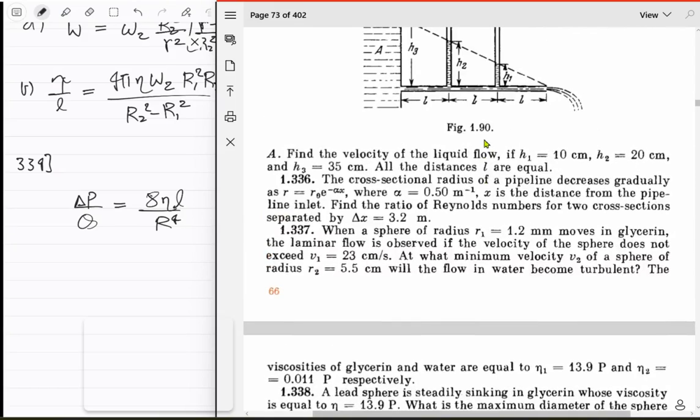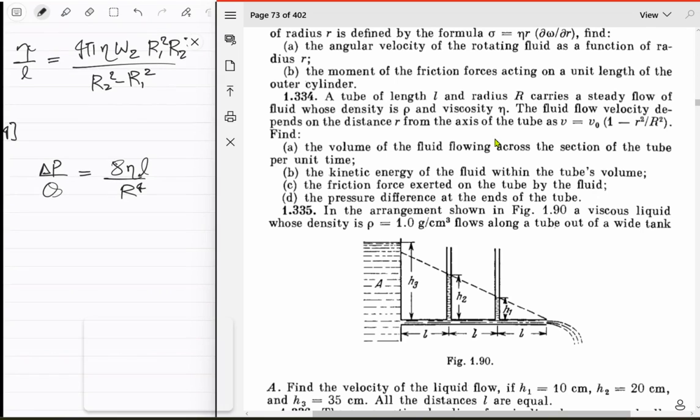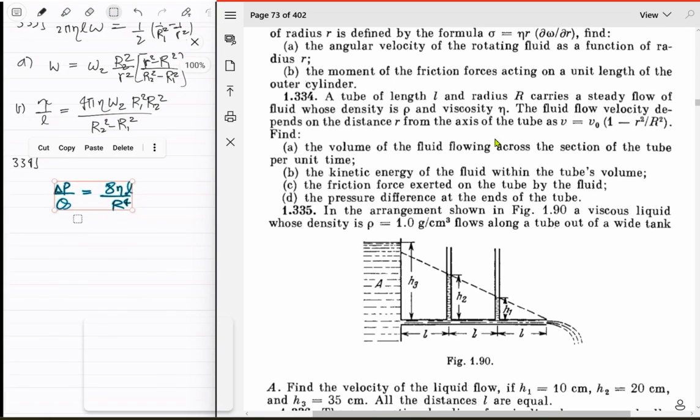What is this? We don't want this. 334. Okay, but we won't be using this actually. We'll just do it using integration. So you gave us the velocity. We want to figure out the volume of the fluid flowing through the section of the tube, right?